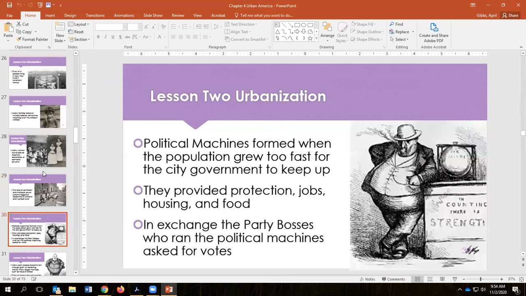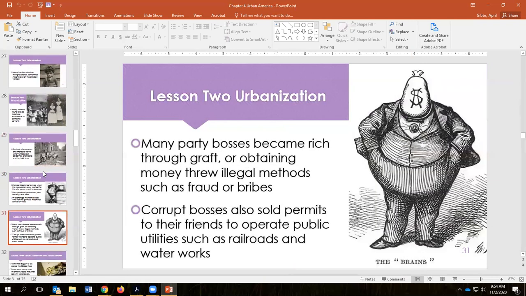Political machines formed when the population grew too fast for the city government to keep up. They provided protection, jobs, housing, and food. In exchange, the party bosses who ran the political machines asked for votes. So it's kind of like a mob mentality. Many party bosses became rich through graft, which is obtaining money through illegal methods such as fraud or bribes. Corrupt bosses also sold permits to their friends to operate public utilities such as railroads and waterworks.